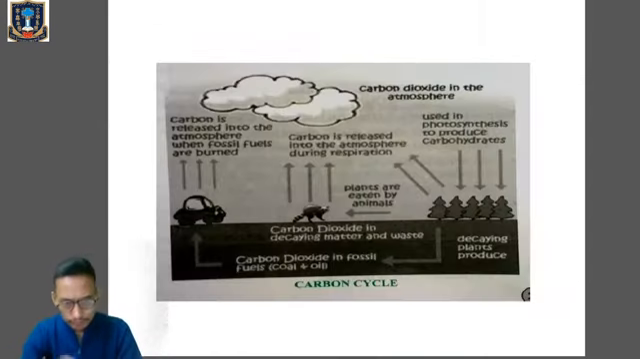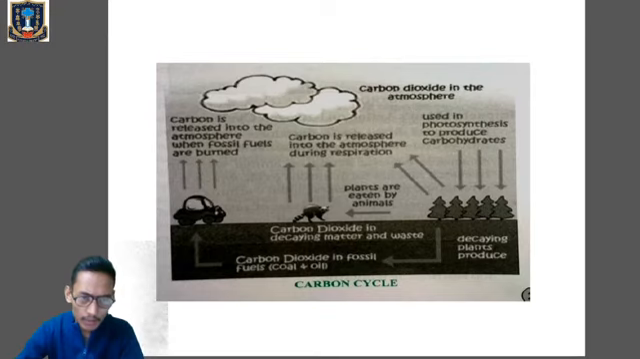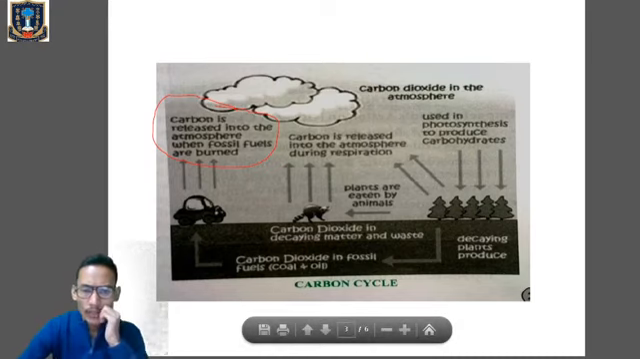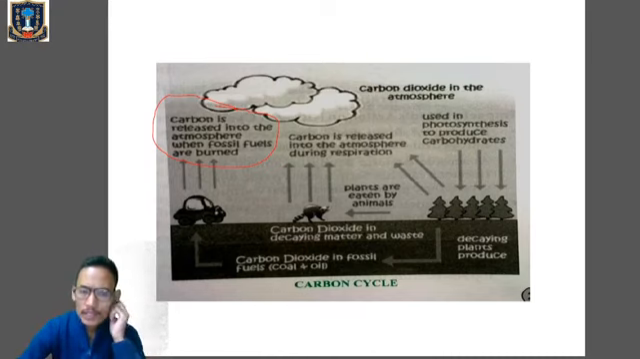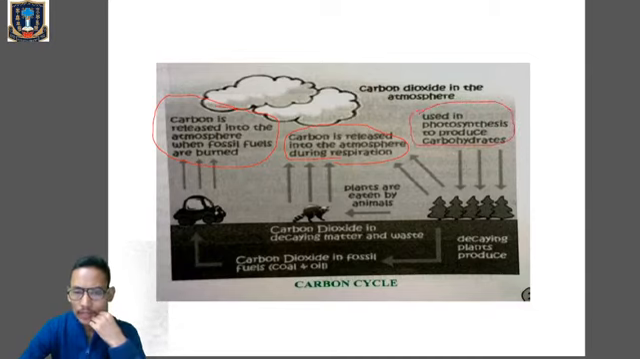Okay, so look at the figure over here. Mainly by combustion, because we are using fuels like petroleum, diesel, and coal is a form of fuel. Whenever we are burning these fossil fuels, carbon is released into the atmosphere. Clear? During respiration also, carbon is released into the atmosphere. Then the carbon present in the atmosphere is utilized by the plant in order to perform photosynthesis.